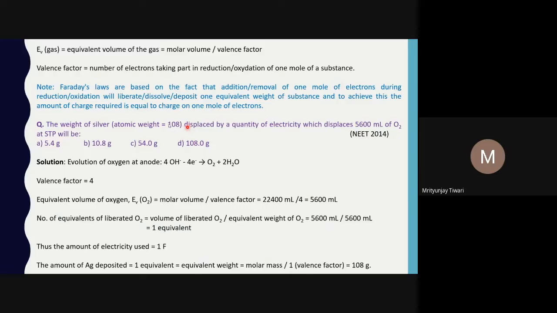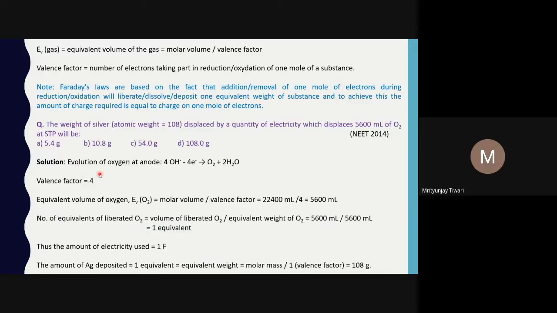So 1 equivalent of the metal will be equal to its molar mass. One can say molar mass even for an element, so you should not get confused with molecular mass. Molar mass is equal to the mass of 1 mole of that element. And 1 mole of the element will be what? The atomic mass is given. So just change the unit and take it in gram, and it will be the molar mass. This was in amu, this is in gram. So one can easily get this.